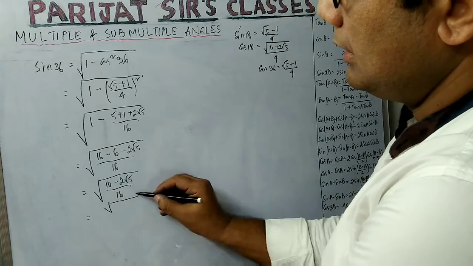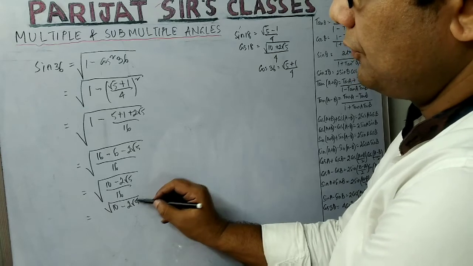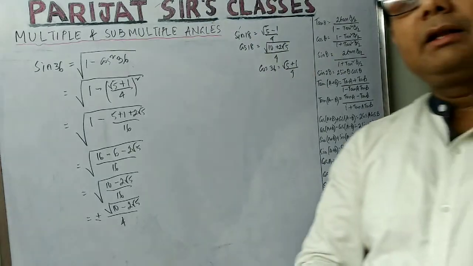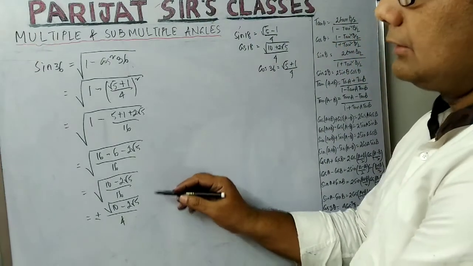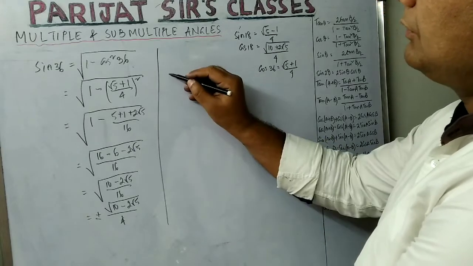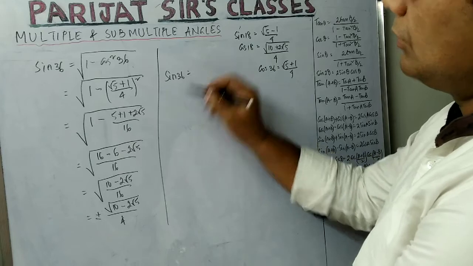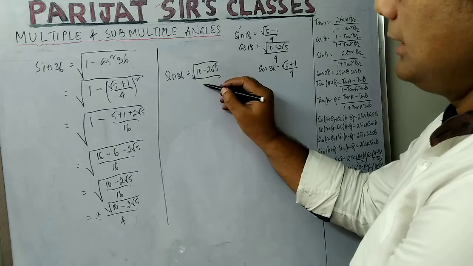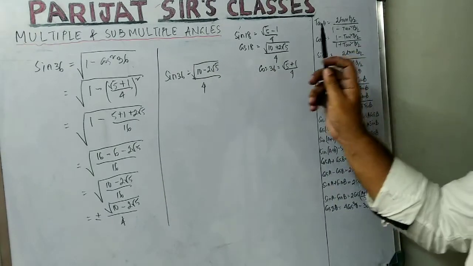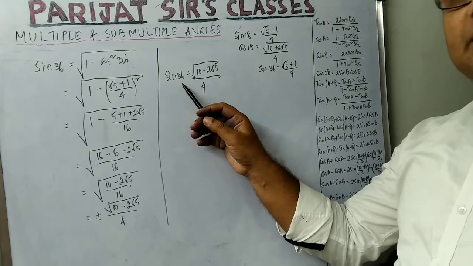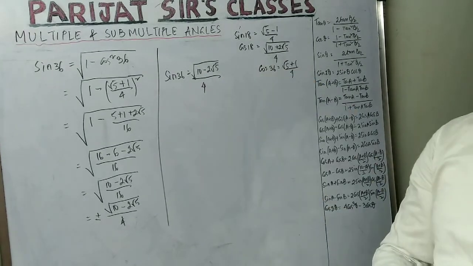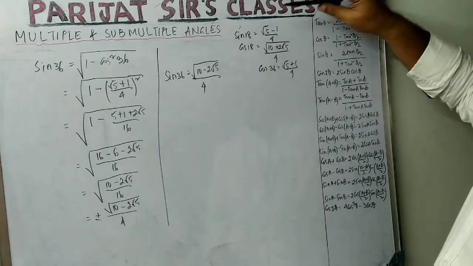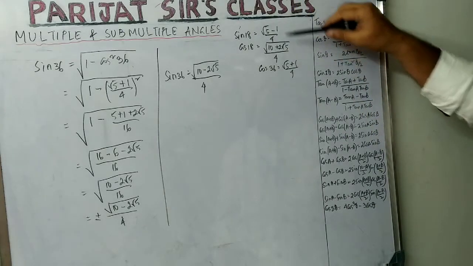That means it is root over 10 minus 2 root 5 by 4, with a plus and a minus. But sine 36 is in the first quadrant, where sine should be positive. So we take the sine 36 value as root over 10 minus 2 root 5 by 4. See friends, cos 18 and sine 36 are the same value. Now sine 18 and cos 36 values are also the same.